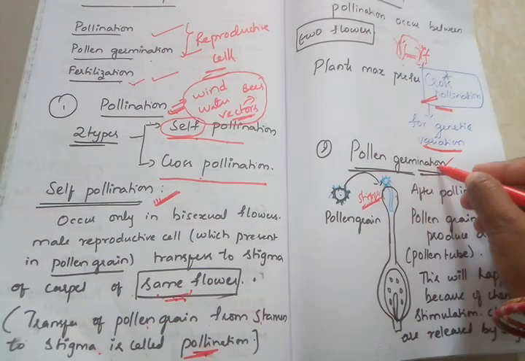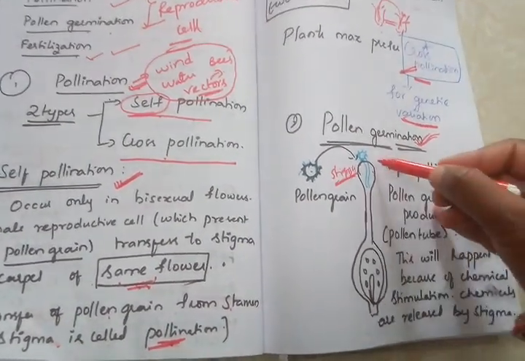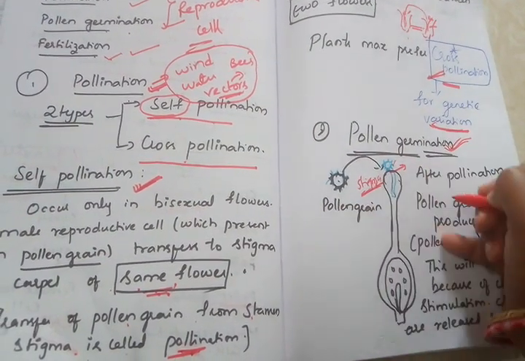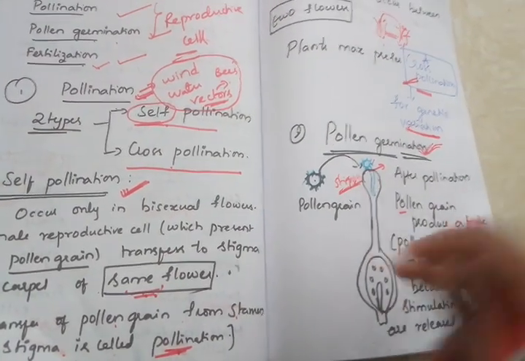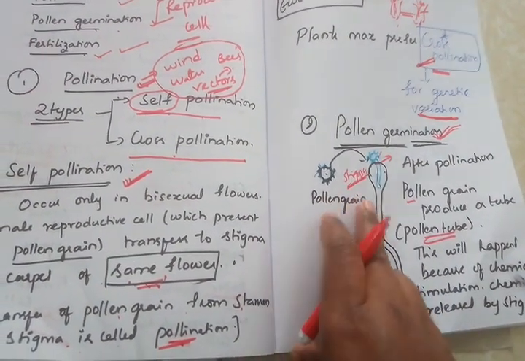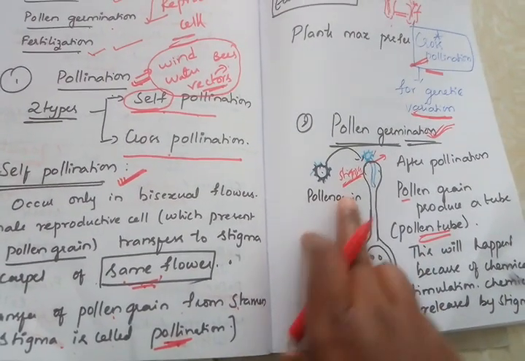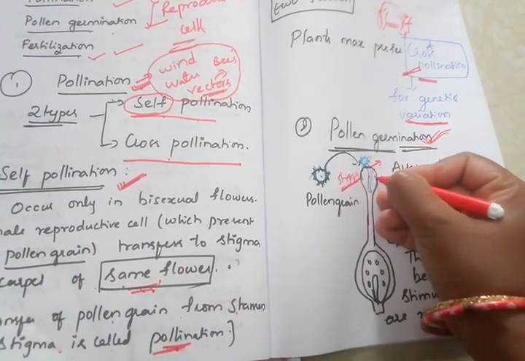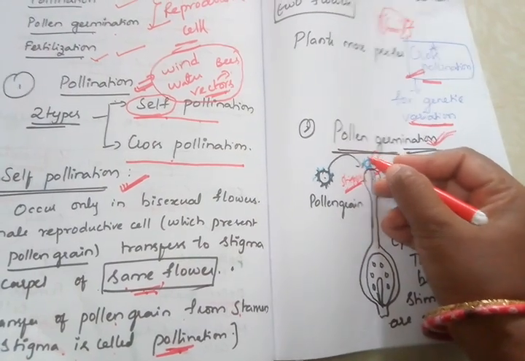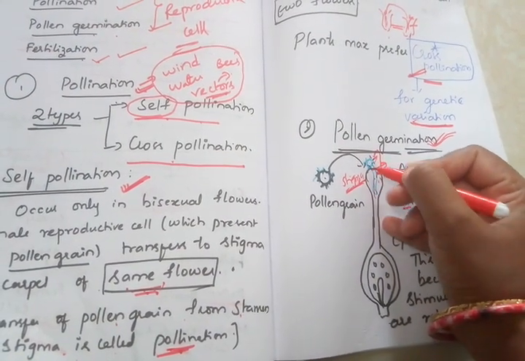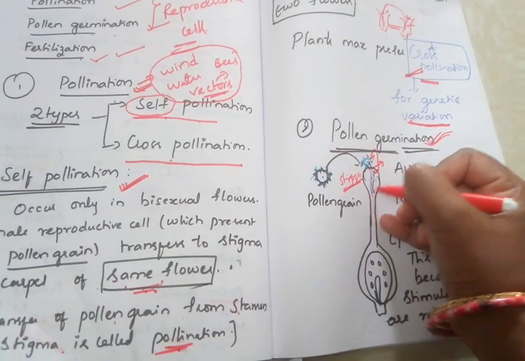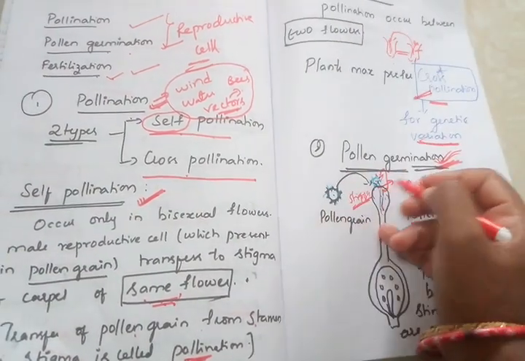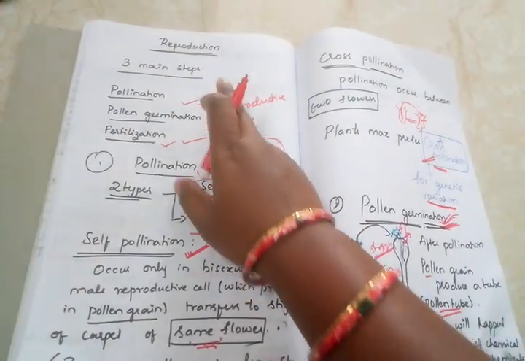The next step that happens is pollen germination. The pollen grain produces a tube, which is called a pollen tube. This pollen tube production happens due to the release of some chemicals from the stigma. When the pollen grain falls on the stigma, some chemicals get released, and these chemicals stimulate the pollen grain and it produces a pollen tube. This production of the pollen tube from the pollen grain is called pollen germination. So this is the second step in the reproduction process.